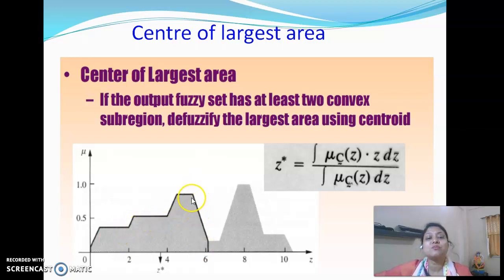But suddenly after this point, you may find that this particular grade of membership is falling down rapidly, but it is not coming to zero, and then it will have again a rising situation. So if you have two or more convex subregions, then you need to defuzzify the largest area using the centroid method, and we know the formula of the centroid. Applying the values of this largest area, you can get the centroid value, which may be situated at this particular point.